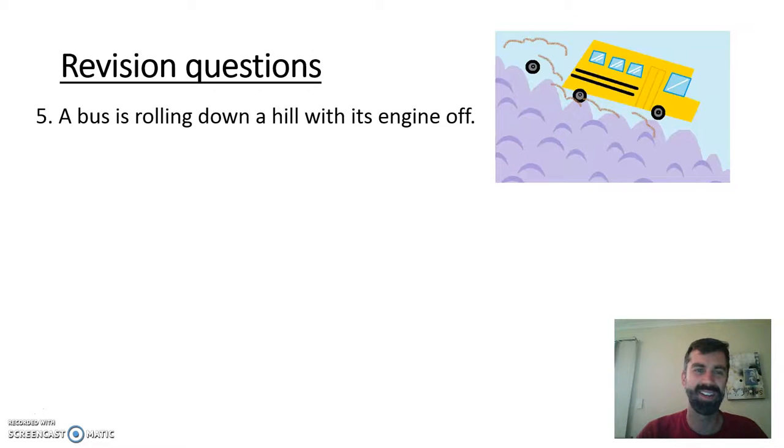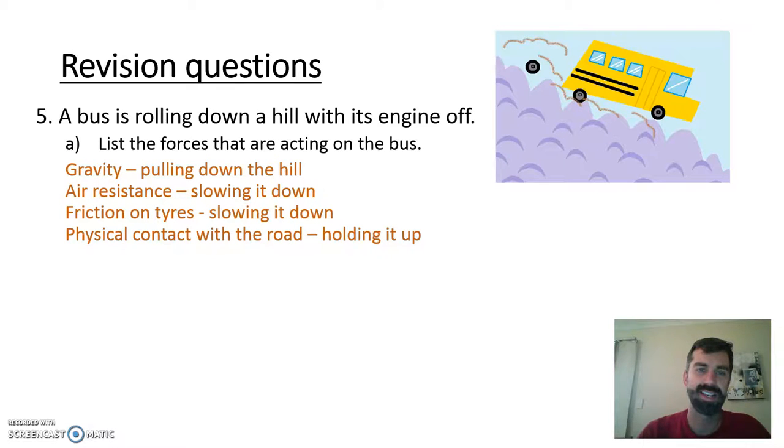Question 5. A bus is rolling down a hill with its engine off. Part A, list the forces that are acting on the bus. So there's 4 forces that I can think of. First of all, there's gravity, which is pulling the bus down the hill. Remember, anytime we're on Earth, we get pulled towards the center of the Earth. So if we're on a hill, we'll get pulled down the hill.